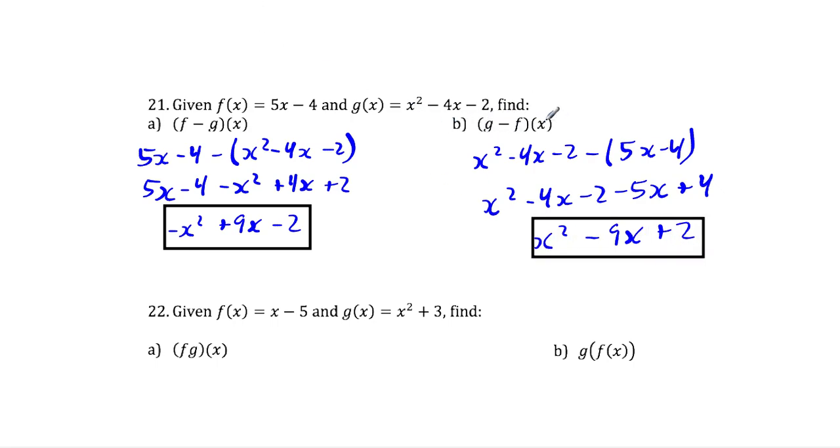So make sure you understand this is not a multiplication thing. This is g of x minus f of x. And this is f of x minus g of x. And I'll write that out here.